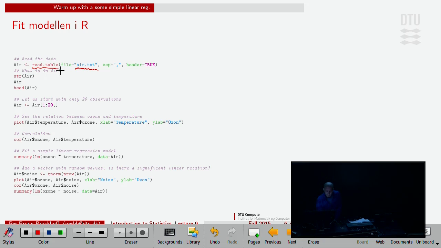Basically, a read-in, we have a look at the data, and actually this thing about only looking at the first 20, that's actually not necessary for us. Let's look at the whole bunch right away. And then I do some plotting, and I do a regression analysis. Or actually, I do a couple of regression analyses as part of it. Let's have a look.